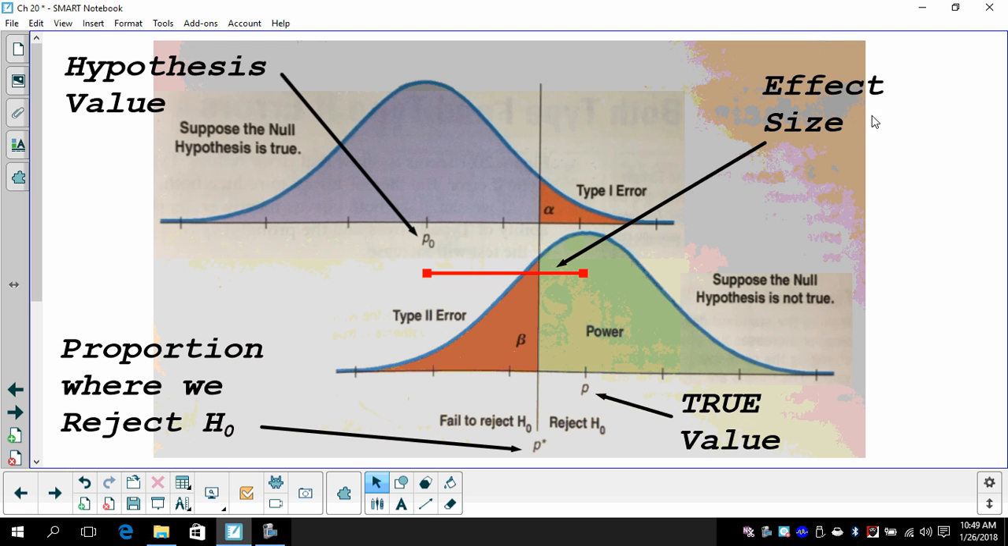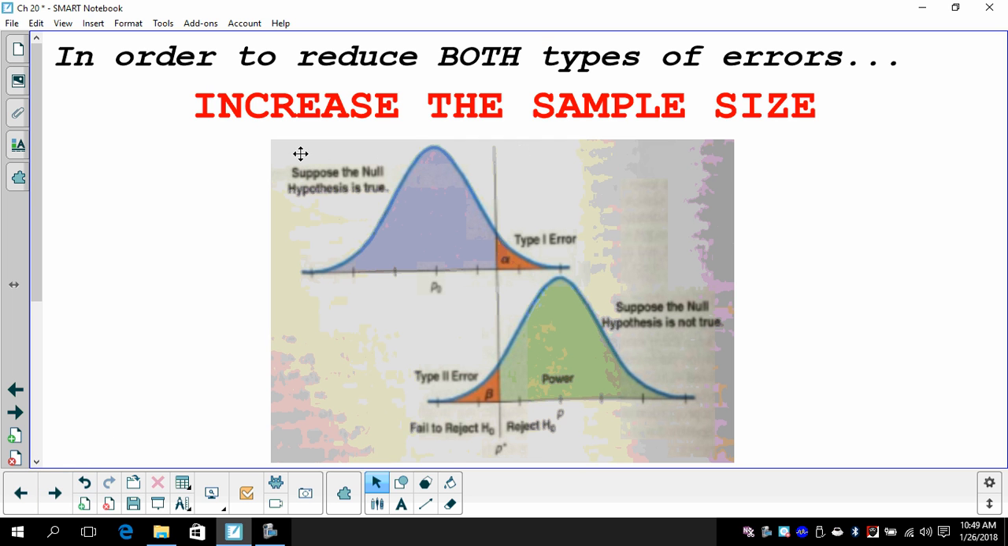I also want to highlight here the effect size. That's the distance between P0, our hypothesis value, and the actual p-value that exists that we, again, don't know. If we were to create a bigger gap here, if we were to pull this bottom distribution to the right, creating a bigger effect size, you would see both types of error reduced. And the way that we can do that is by increasing the sample size.